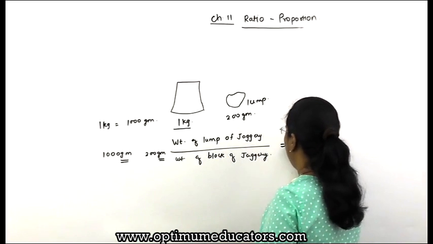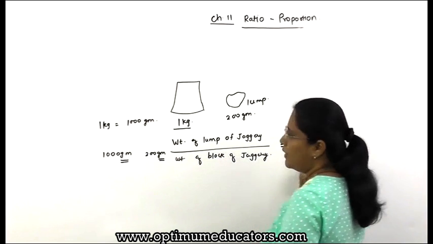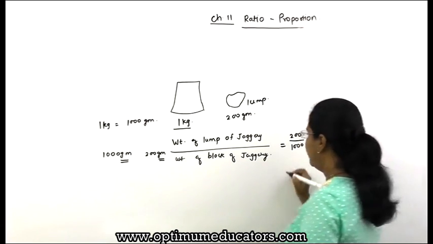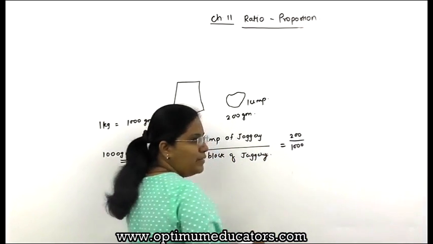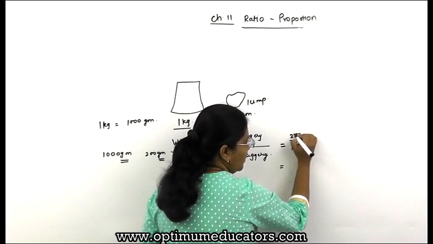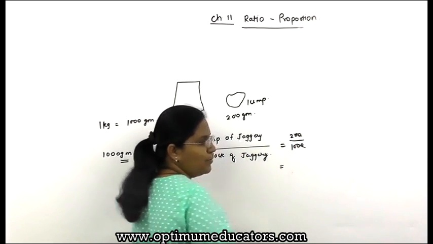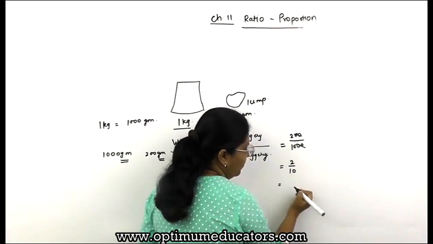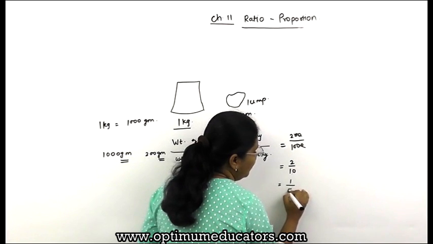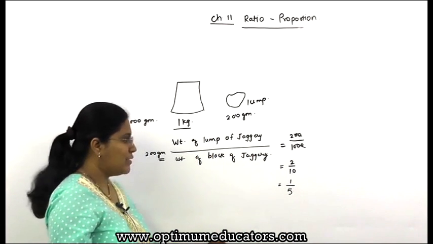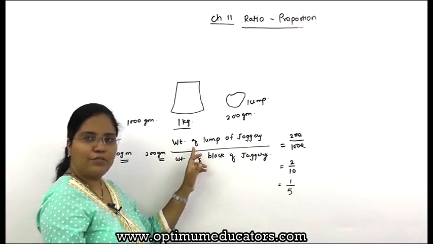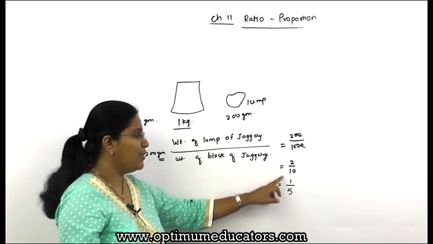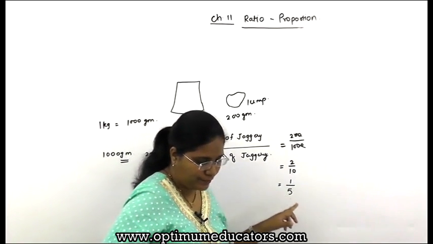Now how much does the lump weigh? It weighs 200 grams. And what about the block? It weighs 1000 grams. So 200 upon 1000. The zeros go off, and it comes out to be 2 by 10. And 2 by 10 is nothing but 1 upon 5. So the lump of jaggery to block of jaggery is 1:5. The ratio is 1:5.